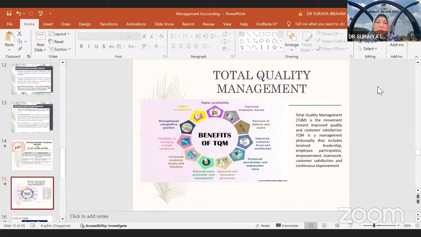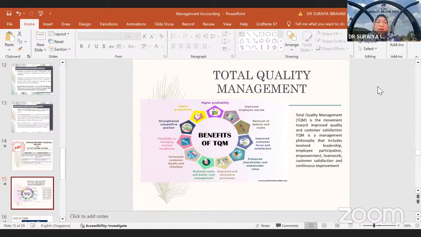That's why the benefits of TQM include not only higher profitability, but also improved employee morale, removal of defects and any waste faced by the organization or companies, and improved customer focus and satisfaction. That is why it creates indicators related to the value for the client as well, and also enhanced shareholder and stakeholder value, as well as improved innovative processes.